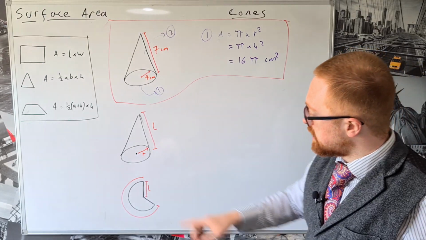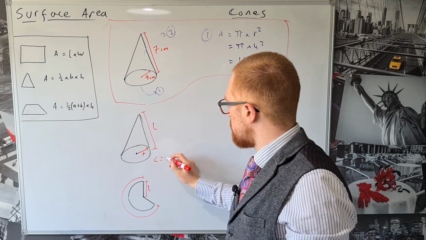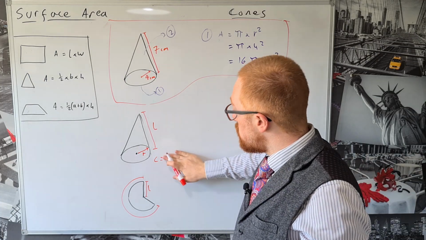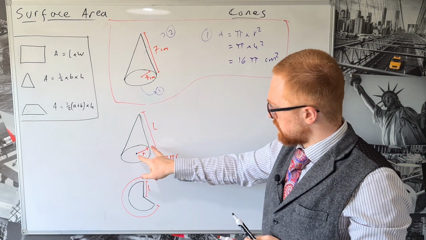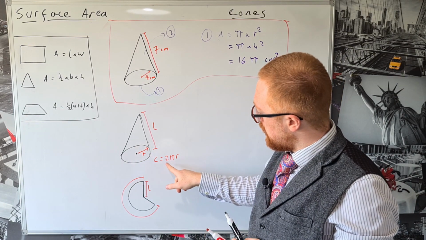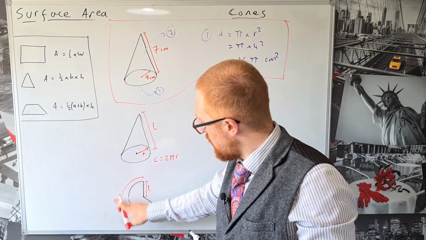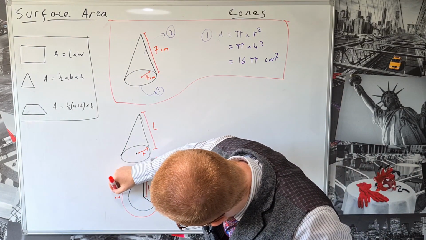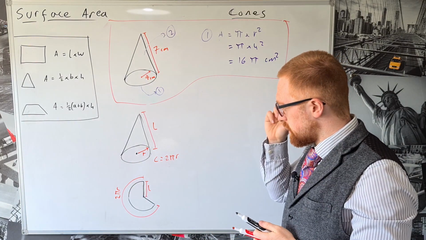Now, the base of the cone has a radius r. The circumference is equal to pi times d, or 2 times pi times r, because the radius is half the diameter. So 2r is the diameter, times pi is the circumference. So this length here is 2 pi r. Now, what does this allow us to do?